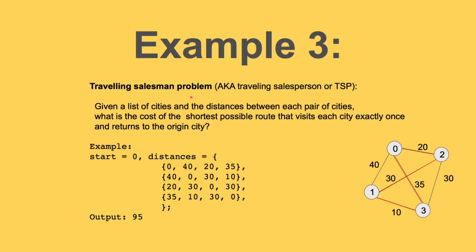Up next, a very famous problem called traveling salesperson or traveling salesman. In this problem, we're given a list of cities and the distances between each pair of cities, and we want to find the cost of the shortest possible route that covers each city exactly once.